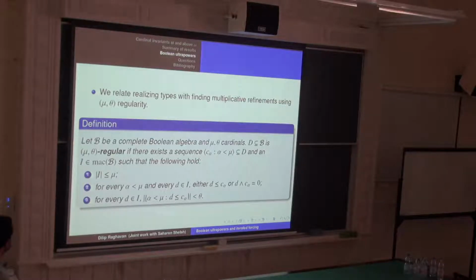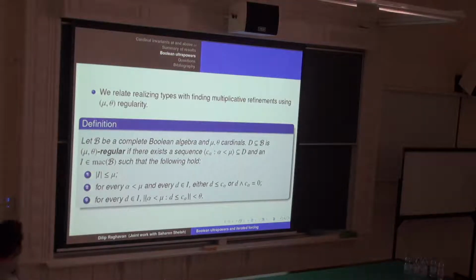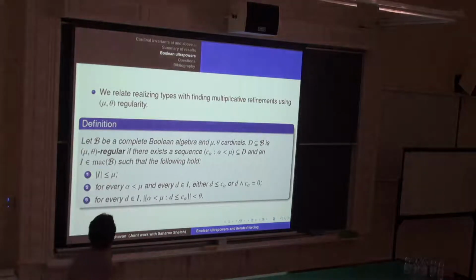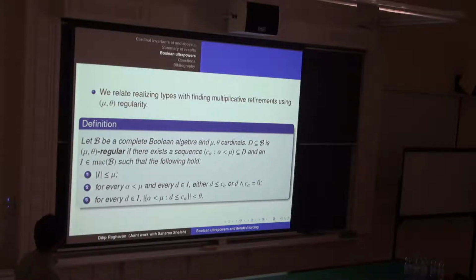So B is a complete Boolean algebra. Mu and theta are cardinals. D is mu theta regular. So if there is a sequence of elements C alpha in the ultrafilter and there is a maximal antichain I with the following properties. The size of the maximal antichain is no more than mu. That's the parameter mu.